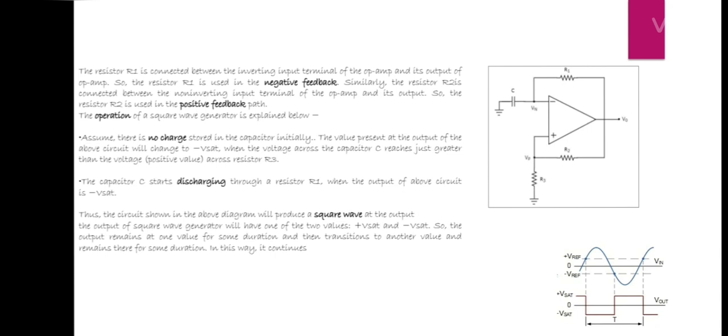Thus the circuit will produce a square wave at the output. The output of the square wave generator will have one of the two values, positive voltage at saturation and negative voltage at saturation. So the output remains at one value for some duration and then transitions to another value and remains there for some duration. In this way it continues.